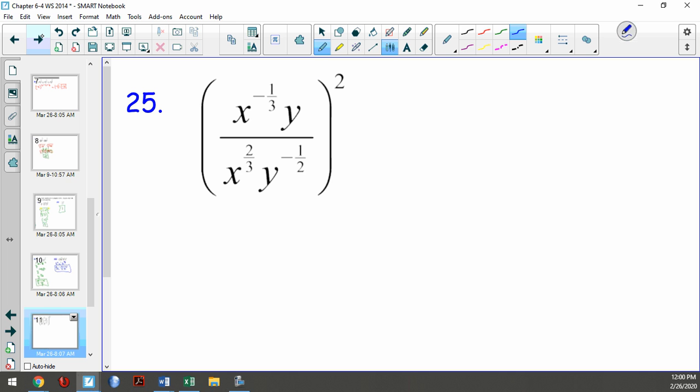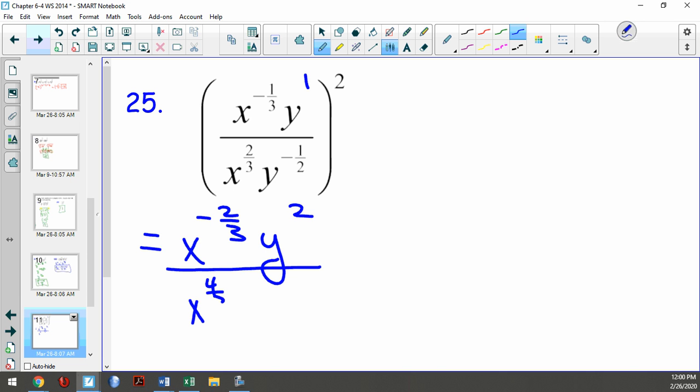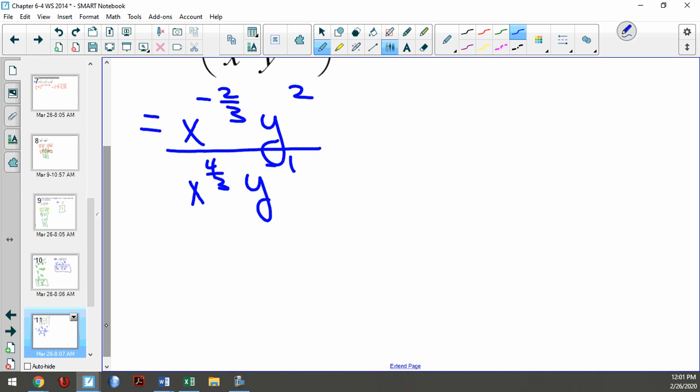25. Same exact concept. What do you do first? Put the missing exponents on. So this is x to the negative 2/3, y to the 2 over, what's that going to give you? 4/3. And then y to the negative 1.